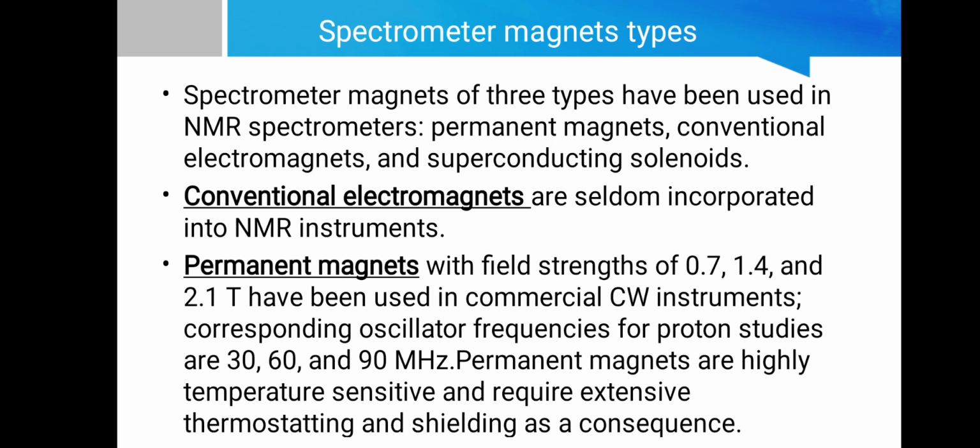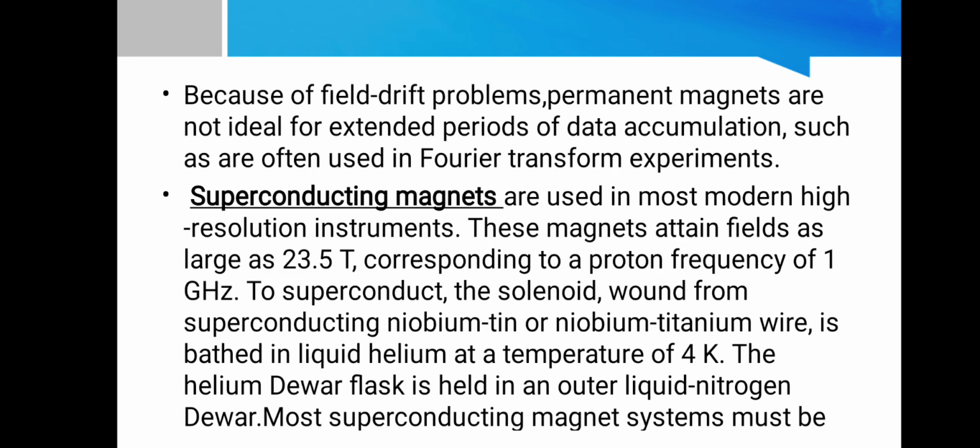Corresponding oscillator frequencies for proton studies are 30, 60, and 90 MHz. Permanent magnets are highly temperature sensitive and require extensive thermostating and shielding as a consequence. Because of field drift problems, permanent magnets are not ideal for extended periods of data accumulation, such as are often used in Fourier transform experiments.